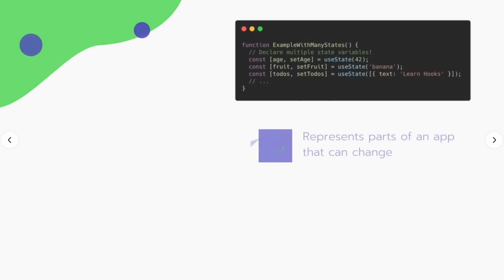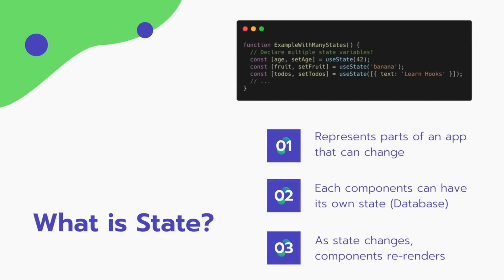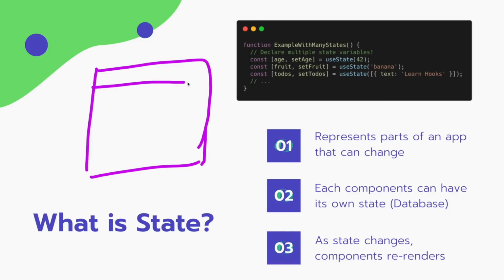Okay, cool. So in that case, what is state? We just talked about state for a second. Well, state basically just represents parts of an app that can change. And if you think about what are parts of an app that can change, well, look at an application, let's say this is Facebook, in a news feed. Let's say you have the news feed here, and let's say this is a picture.